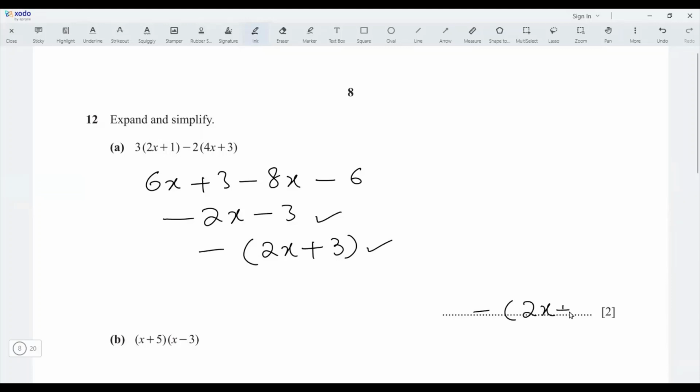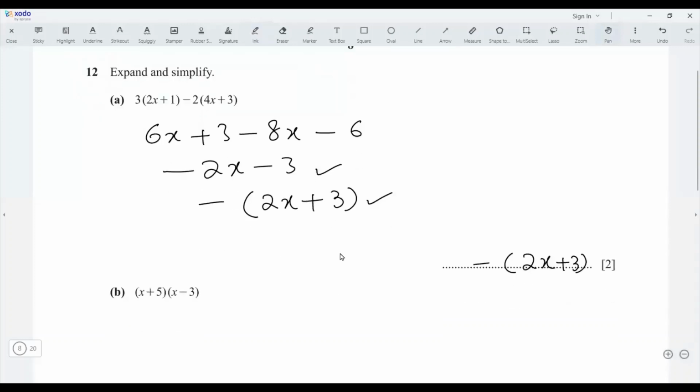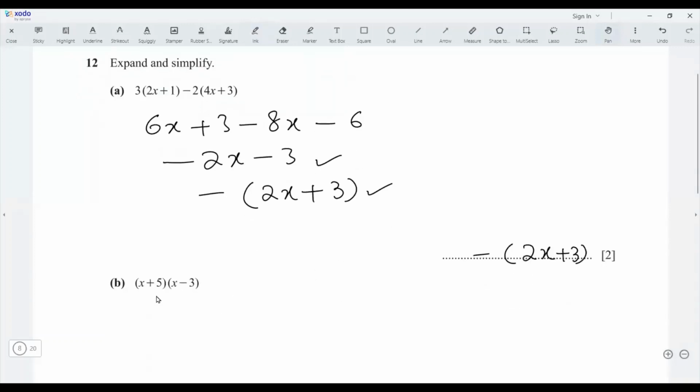So it is having 2 marks. You will get full marks. One mark is for opening the brackets. Next one is for the simplification. So the very next question is basically to write down the command word which is being asked.